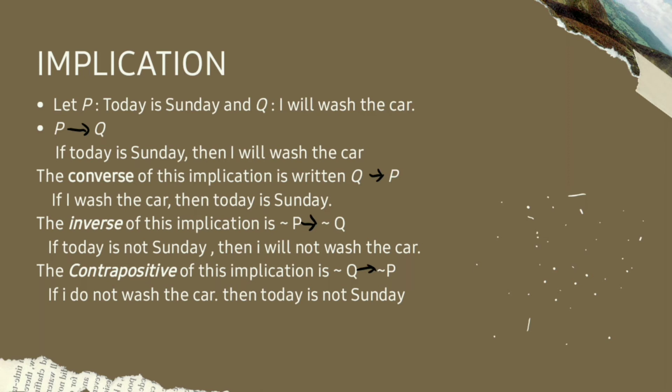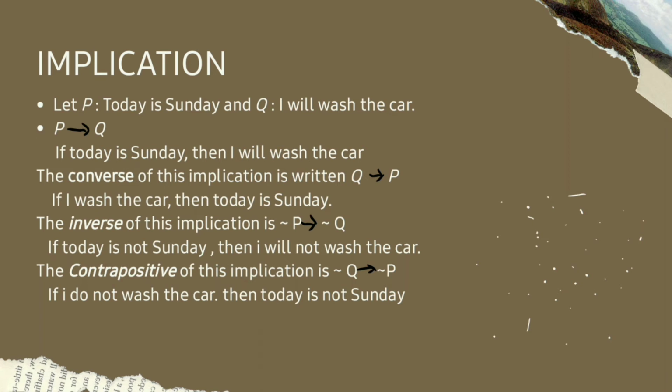Okay, so we have an example of implication. Let P be "today is Sunday" and Q be "I will wash the car." So this is the example given: P then Q. If we read the example, if today is Sunday, then I will wash the car. So implication has a converse, inverse, and contrapositive.